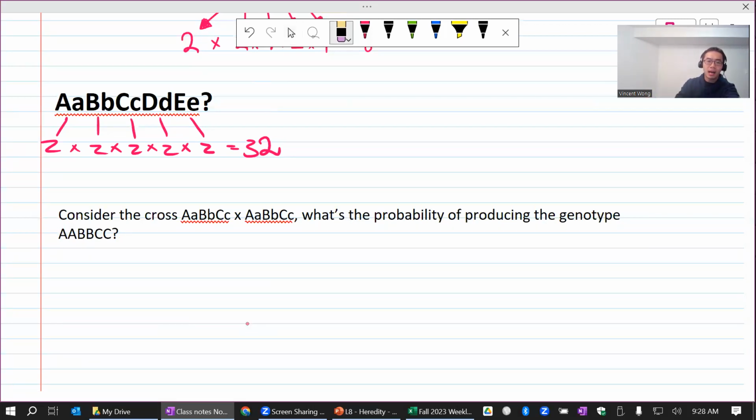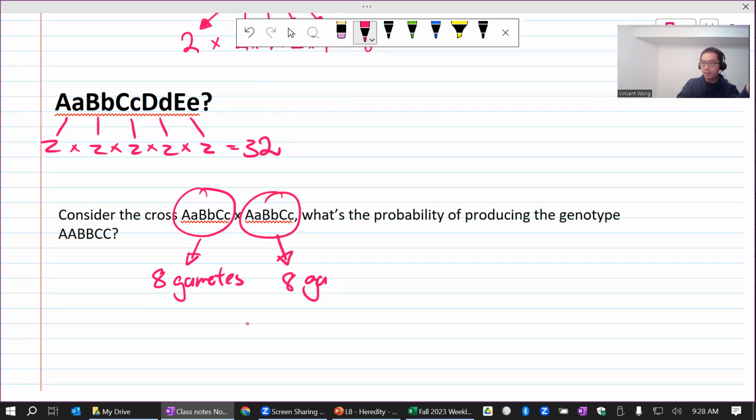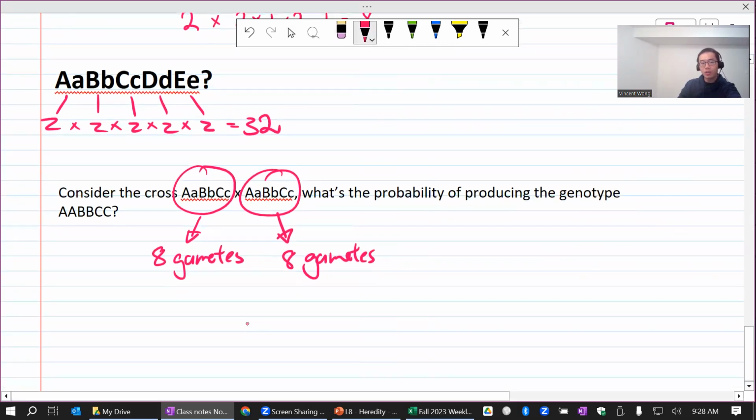Help me out. How many different gametes can be produced by this one? How many gametes? 8, right? Yeah, 8 gametes. This one also 8 gametes, right? Which means it's crazy to do the table. The table will be 8 by 8, which is 64 different combinations, right? We don't have time for that on the test. So what do we do instead? Well, we can actually look at the traits one by one.